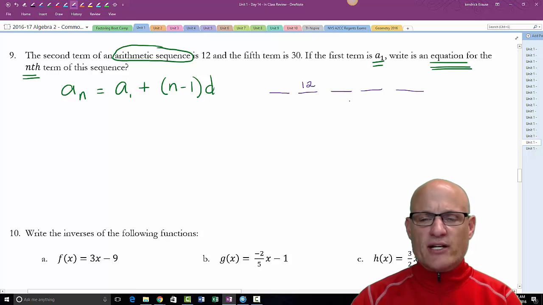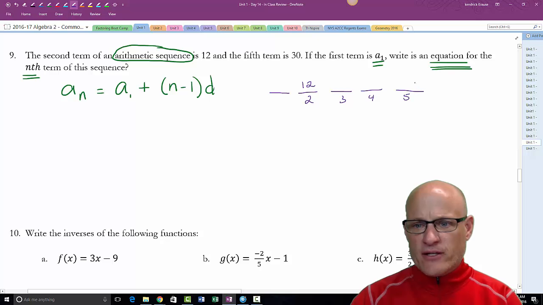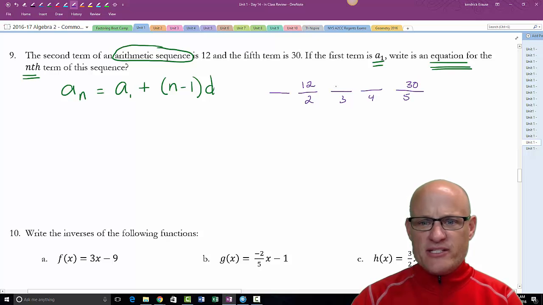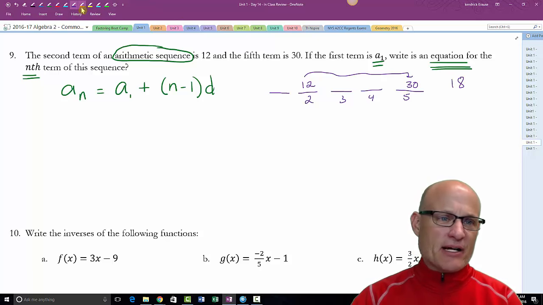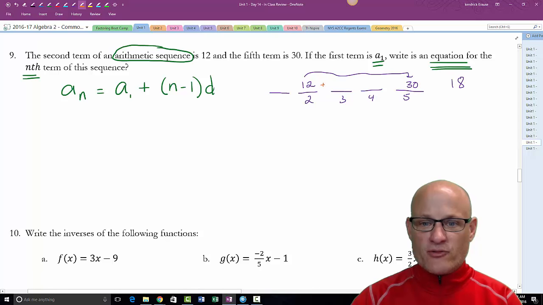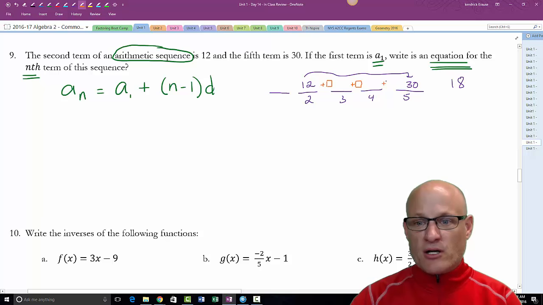The second term is 12, and the fifth term is 30. That's the second term. Third, fourth, fifth is 30. Well, the difference from here to here is 18. And how many times am I going to add? I'm going to add something 3 times. So I've got to divide by 3, and I get 6.